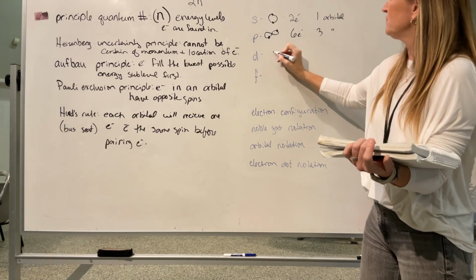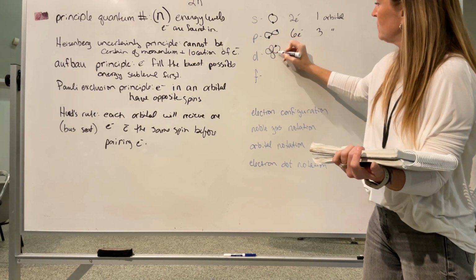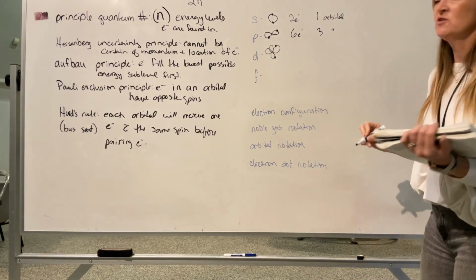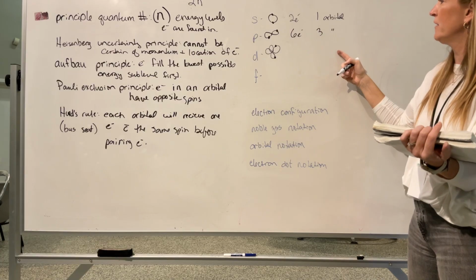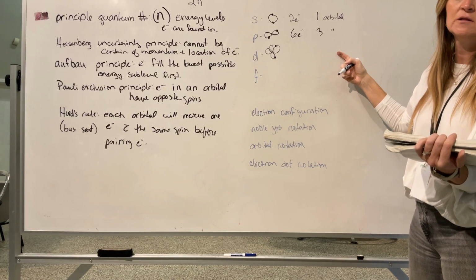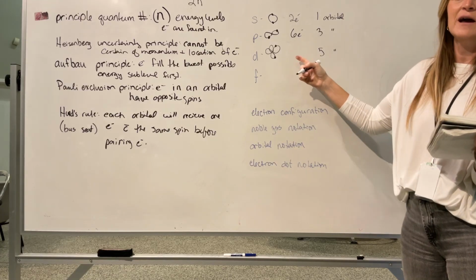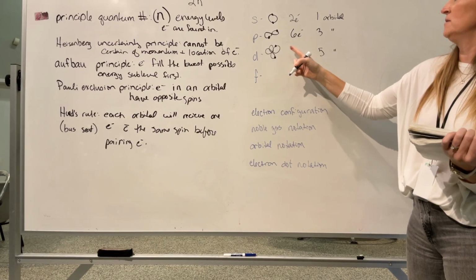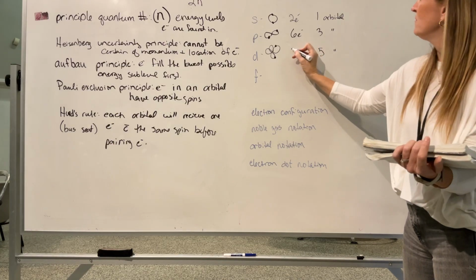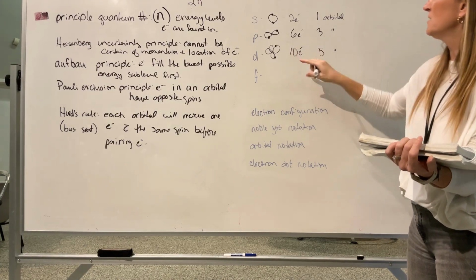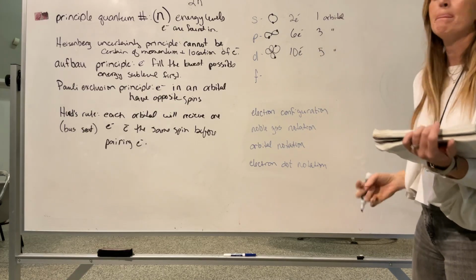D, what's the shape? The double peanut. How many orbitals are in the D subshell? 5. And how many electrons fit in the D subshell, sublevel? 10. Because if there's 2 in every orbital and there's 5 orbitals, that gives me 10 electrons.